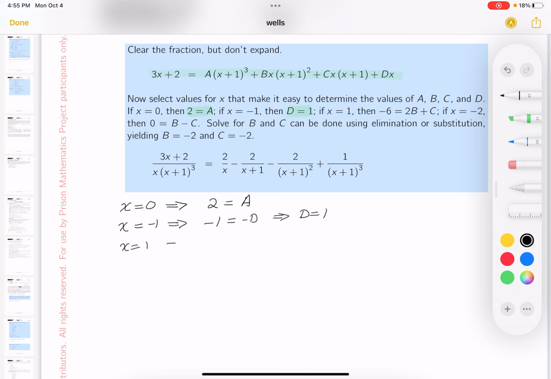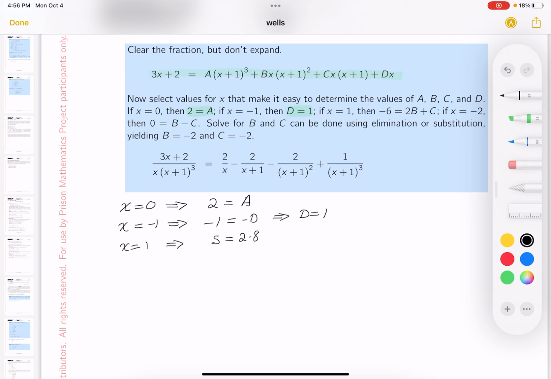Now, if you're tired, you're going to make mistakes. If I chose x to be 1, on the left side, what would I get? 3 plus 2, right? Which is 5. All right, now what do I get on the right side? This is going to be more difficult. A is 2. And then I get 1 plus 1, which is 2, and 2 cubed is 8.